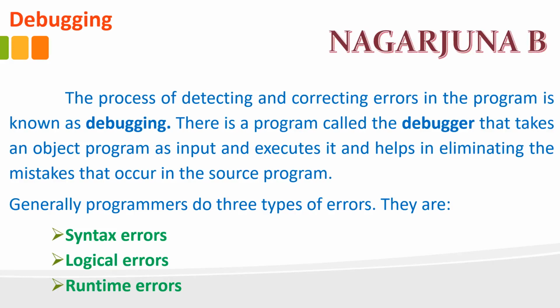Generally, there are three types of errors in a program, and those are syntax errors, logical errors, and runtime errors. We shall learn in detail regarding each of the errors.